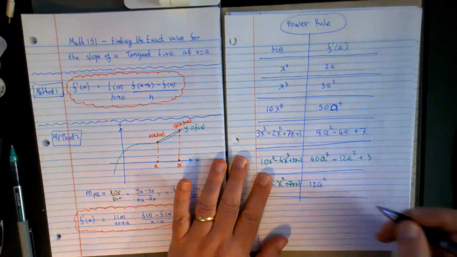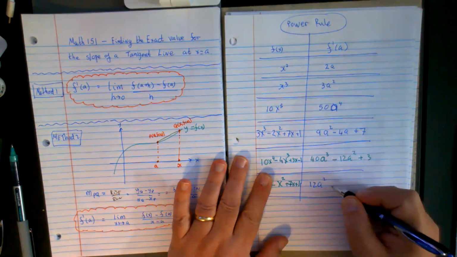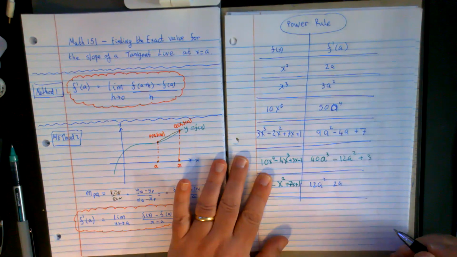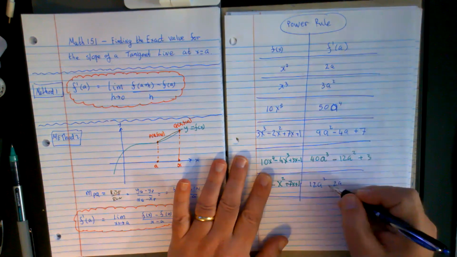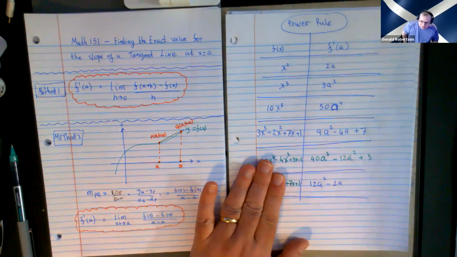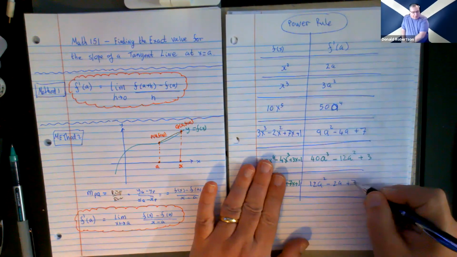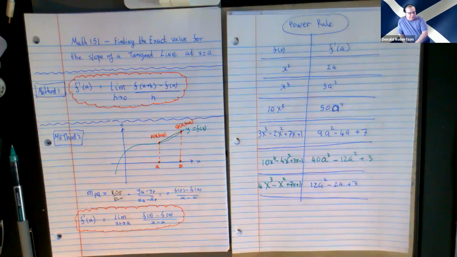Just 2x or 2a. Almost. Plus or minus. Minus. Correct. And then plus 7. Correct. And stop. That's finished.